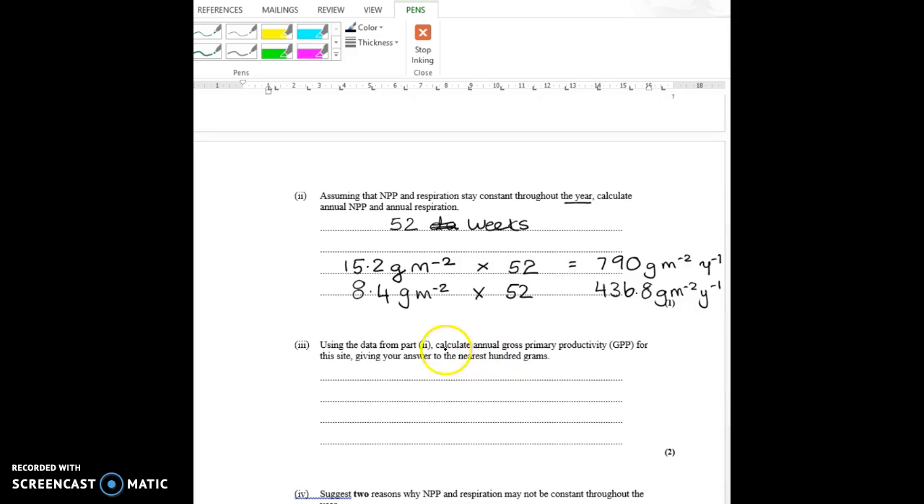Now I need to calculate annual gross primary productivity. It's annual, so it's 1 year. So I'm going to use this data in here. This one here is respiration. This one here is net primary productivity. To get the GPP, it equals NPP plus R. So that's GPP equals 790 plus 436.8.